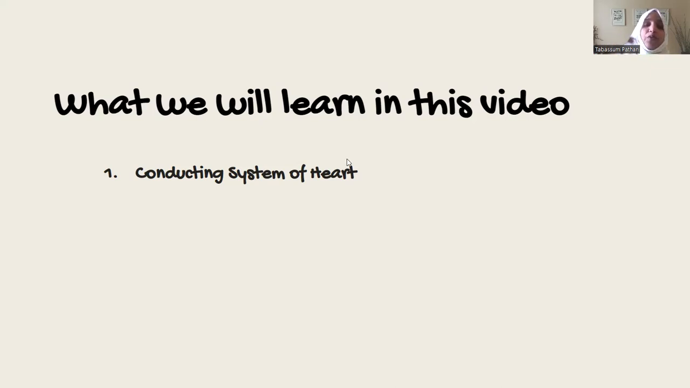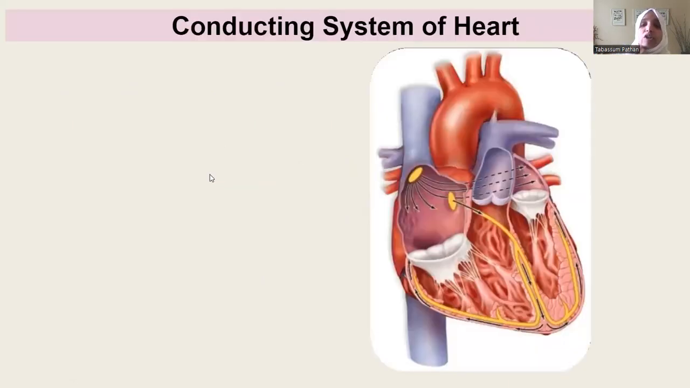Before the pumping action, we will have to understand the specialized structures which are responsible for generation of the heartbeat. That is under this heading of conducting system of the heart. As you can see in the diagram, there are these yellow markings over here. These structures are specialized structures of the heart, special muscles which are responsible for generation of the heartbeat, for bringing about the pumping action of the heart.